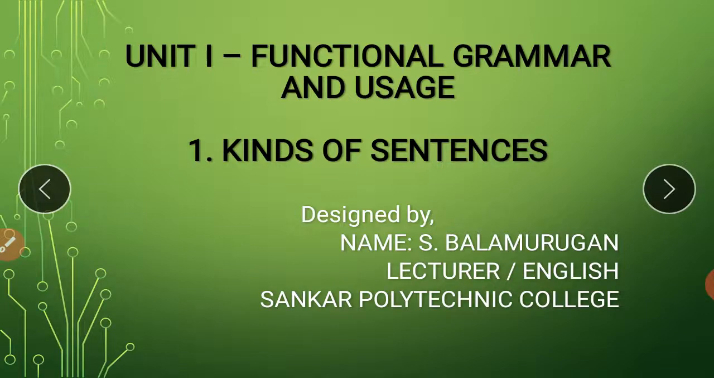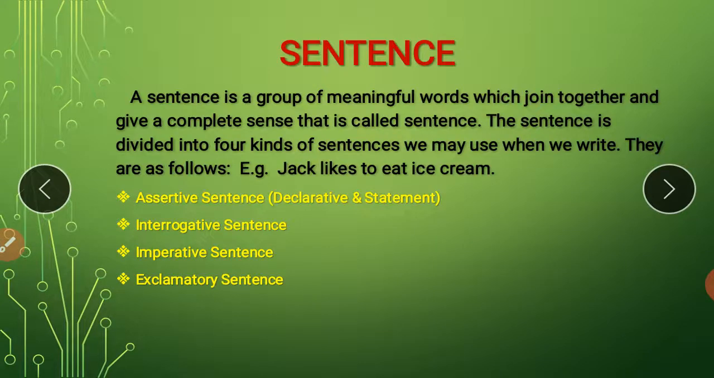Today we are going to discuss the first unit. I have already told you the first unit has 8 subdivisions. Now we are going to focus on the first unit, kinds of sentences. Now we see the sentence. A sentence is a group of words. Those words join together and give a complete sense. It is called a sentence. Actually, what do you mean by sentence?